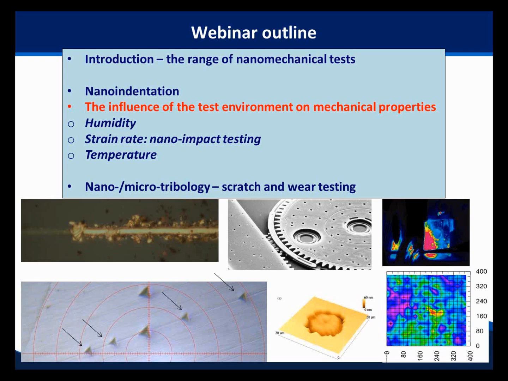So I'll begin by talking about nano-indentation, and then I'll introduce the basics of the technique, and then I'll move on to looking at the influence of test environment on the mechanical properties of the materials that you measure. I'll particularly look at the influence of humidity or moisture, the influence of strain rate, which we probe with nano-impact testing, and the influence of temperature. In this case, I'll just focus on high temperature testing. And then I'll finish off with a few slides on nano and micro-scale tribological testing that we can do, or nano-scratch and nano-wear.